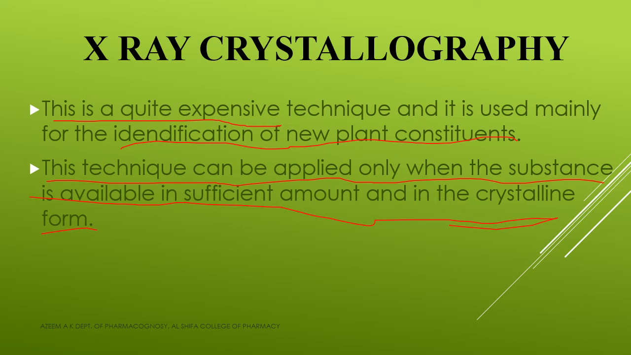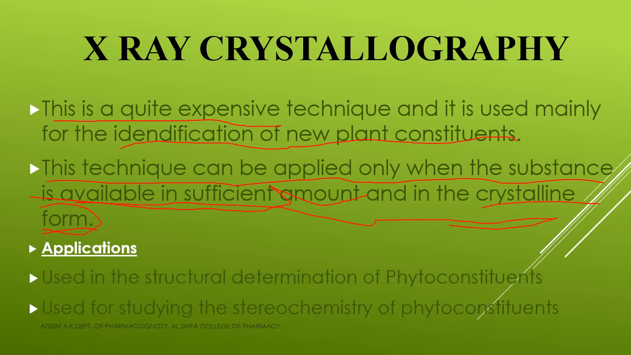So first thing is the sample should be available in sufficient amount, and the second thing is it should be in the crystalline form. So these are the two conditions that should be satisfied on analysis with XRD. Clear? So it's an expensive technique and it is used mainly in the identification of new plant constituents, and this technique can be applied only when the substance is available in sufficient amount and in the crystalline form. Clear? Okay.